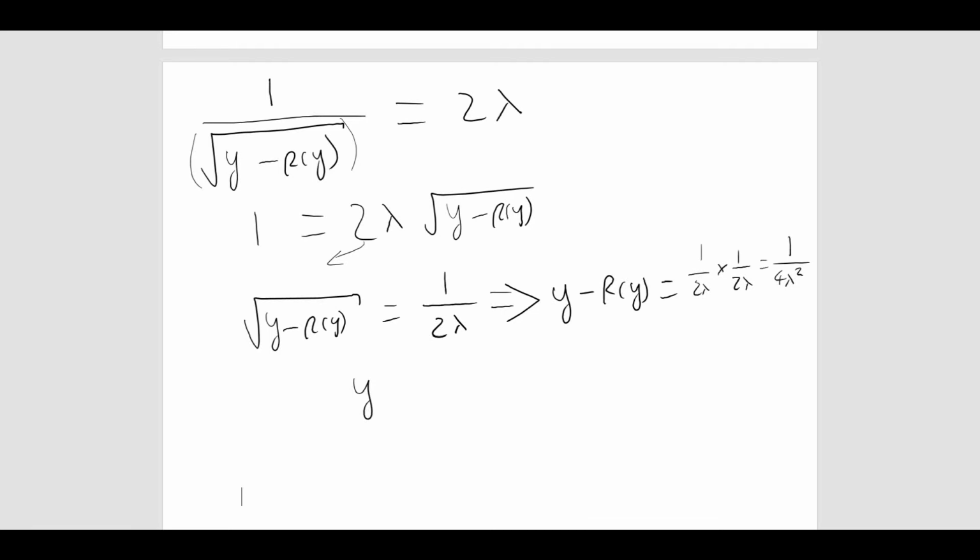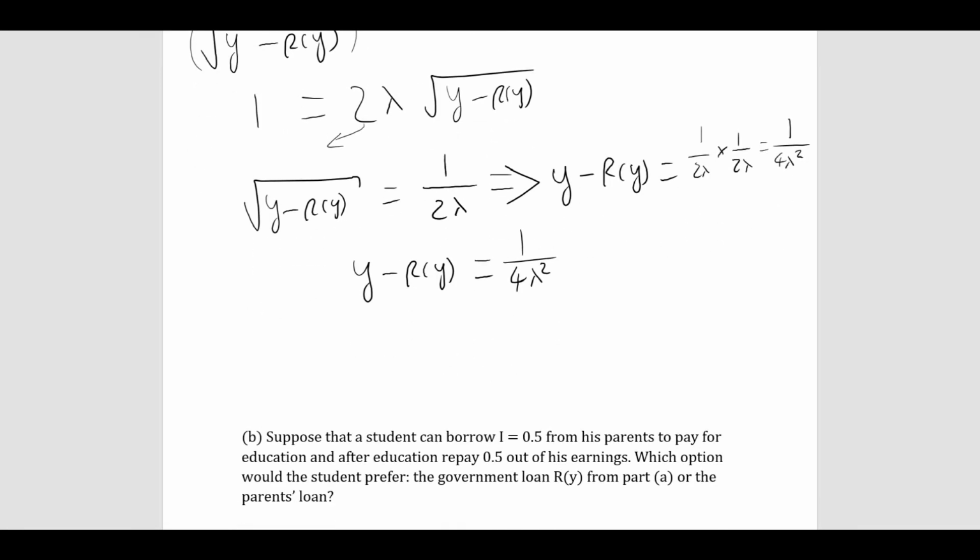So I have y minus r of y, or just r, is equal to 1 over 4 lambda squared. And I can just add r of y to both sides and then subtract 1 over 4 lambda squared from both sides, and I get r of y equal to y minus 1 over 4 lambda squared.